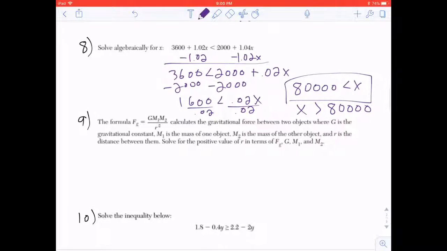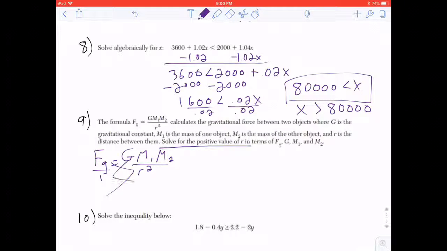Number 9, the formula Fg is equal to G m1 m2 divided by r squared calculates the gravitational force. They want the positive value of r, which means you have to get r by itself. So in order to get r by itself, in this case I'm going to put this over 1. I'm actually going to cross multiply here. Fg times r squared is just Fg r squared. And G m1 m2 times 1 leaves it as G m1 m2.